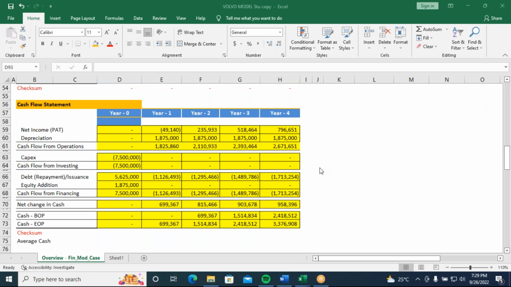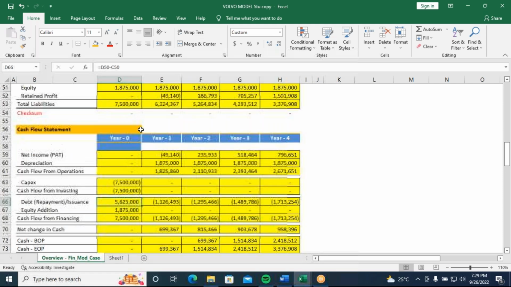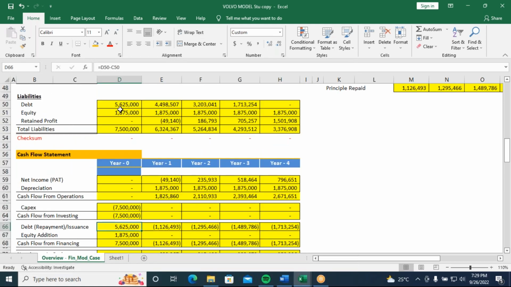Girls, any doubt in cash flow statement? Ma'am, debt repayment. Debt repayment. So here debt repayment will be the debt value, whatever we have, minus the previous year's debt value. When I subtract them, we will be able to know the actual year's debt amount, which will be the repayment.